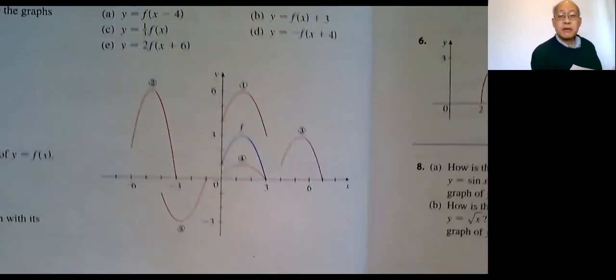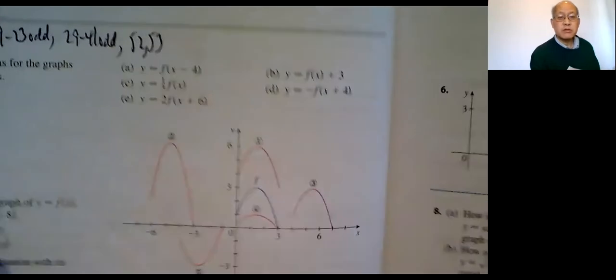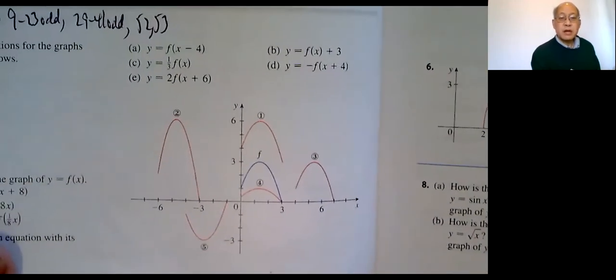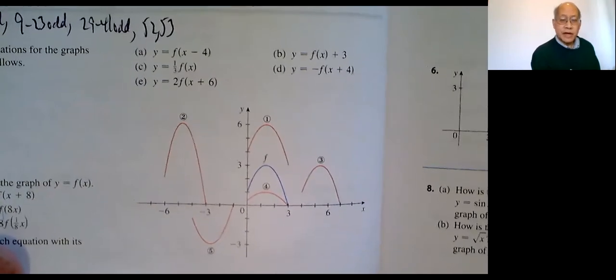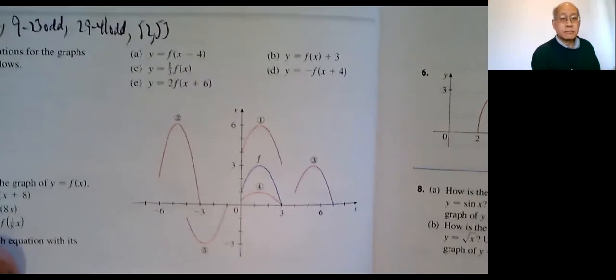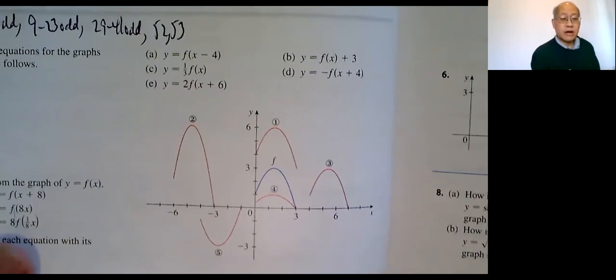Okay, and so by elimination, the only one left, I guess, is what? E would have to be 2. So let's see, that one would go 6 left. Okay, it looks like it's 6 to the left, and then it's expanded, stretched out by a factor of 2. Okay, so E would have to be 2.